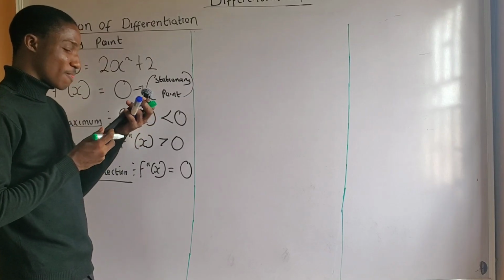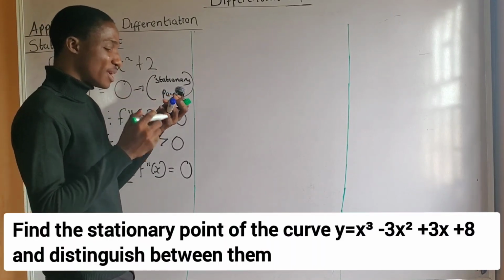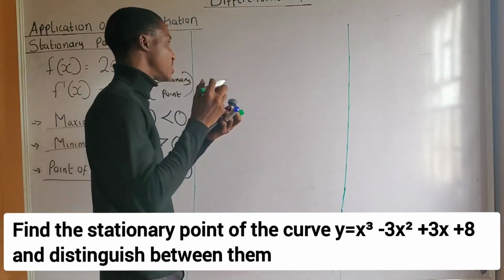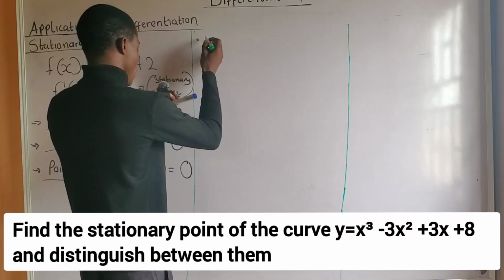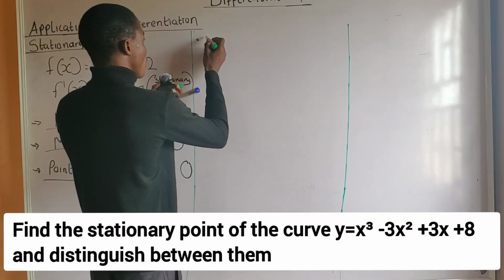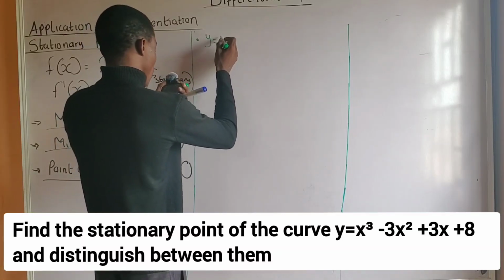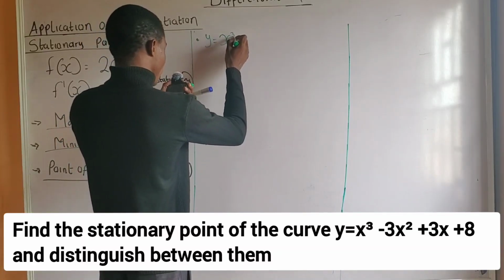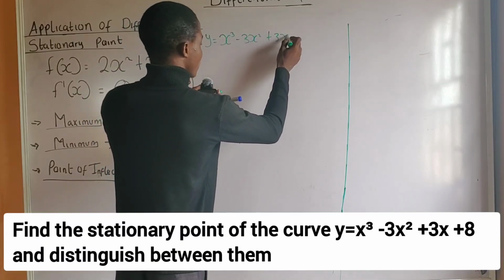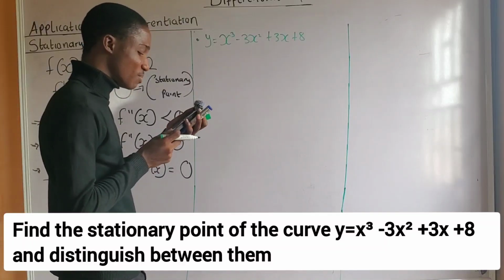Let's consider this question. Find the stationary point of the curve y equals to x to the power of 3 minus 3x squared plus 3x plus 8. Okay, that's the question. Find the stationary point of the curve y equals to x raised to the power of 3 minus 3x to the power of 2 plus 3x plus 8. Okay, and also we are asked to distinguish between them.